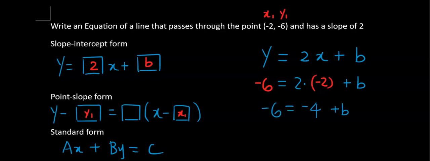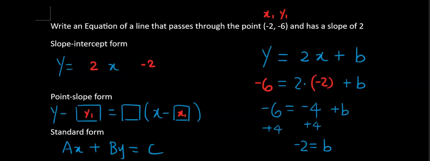In order to find b, we're going to add 4 to each side. It gives us b is -2. Now we know what b is. We come here, we say b, we find that it is -2. And let's erase what we don't need. It looks so pretty. And we have y equals 2x minus 2 as our slope-intercept form using the given information.